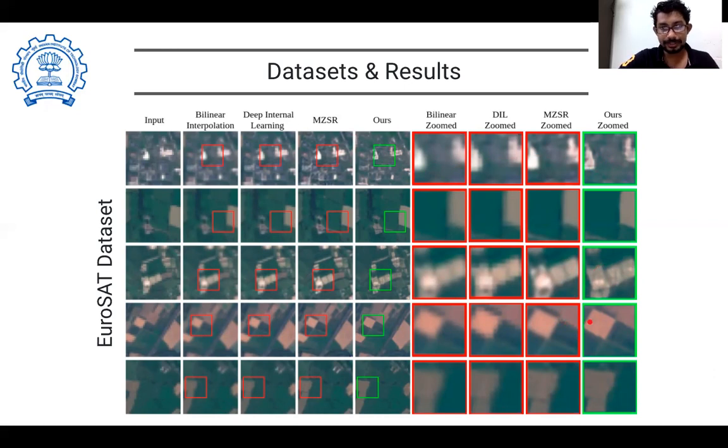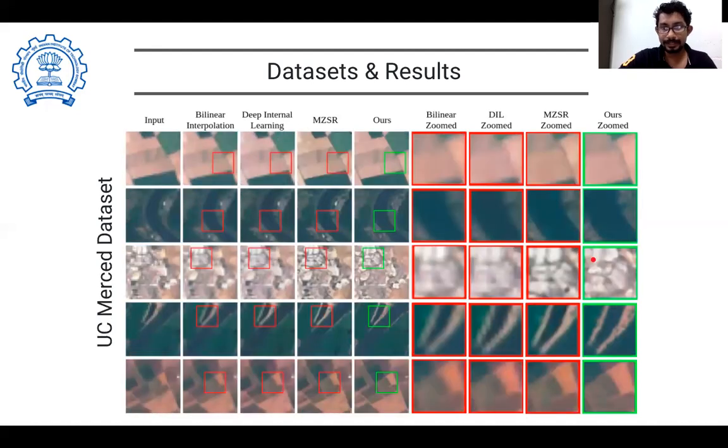So in case of EuroSAT dataset, these are the images that you can see. In case of UCMerge dataset, when we zoom into the different models, we can see that here also our model significantly outperforms the other models. Here you can see the sharpness as well as the color reproducibility is way better than other models.